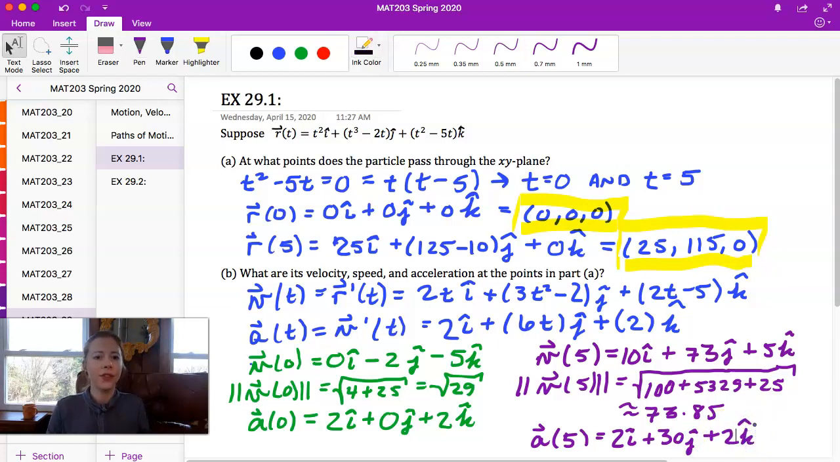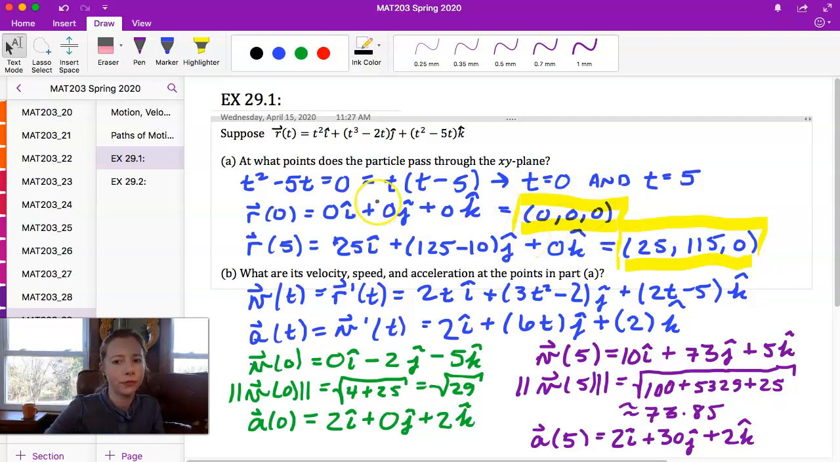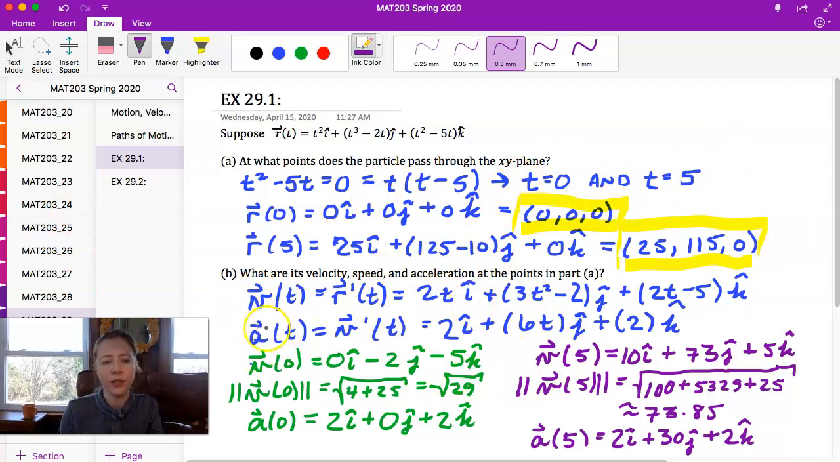Okay, so we have found the velocity, speed, and acceleration at the points in part A, which is when the particle passes through the xy plane. This is the velocity when the particle passes through the xy plane at 0, 0, 0, and this would be the velocity when it passes through at 25, 115, 0. This would be the speed it's traveling, and then we also have the acceleration.